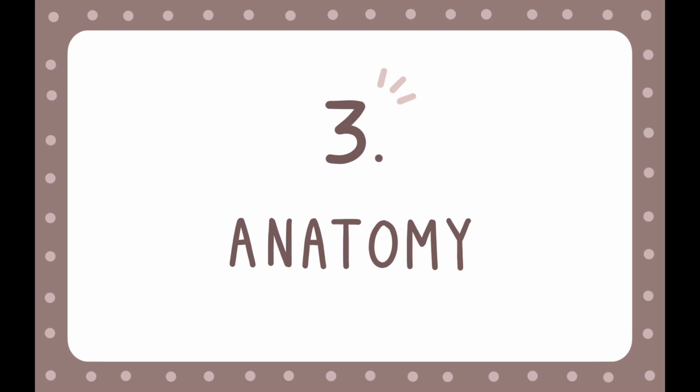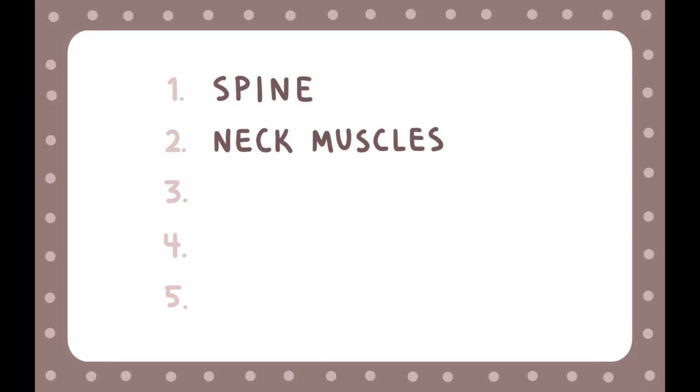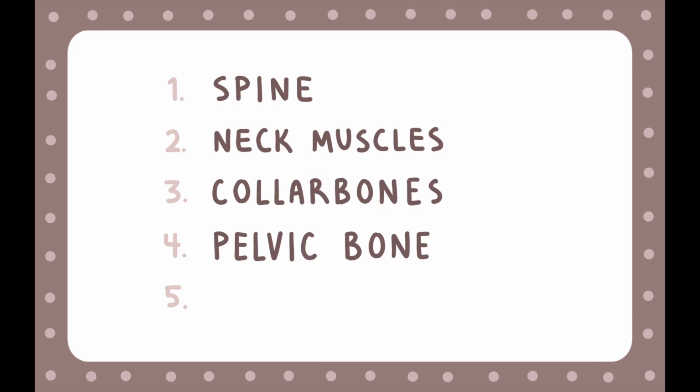The third and final concept to understand is anatomy. The rules of anatomy will dictate where and how you can adjust the body to achieve different body types and poses, all while keeping a good sense of realism. Now there are 5 essential aspects of the human anatomy to know. These relate to the spine, neck muscles, collarbones, pelvic bone, and the legs.